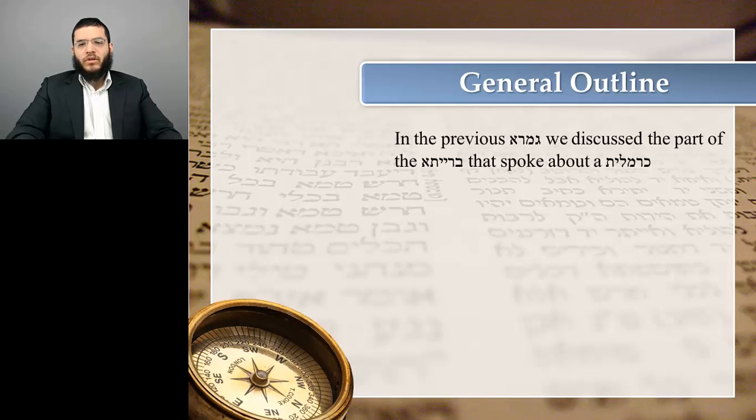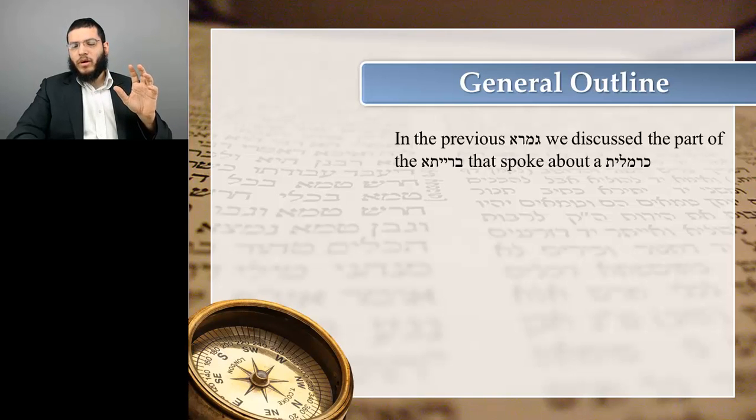In the previous Gemara, we discussed the part of the Brisa that spoke about a Carmelist. Earlier, we presented a Brisa, and in that Brisa, we learned about the four Rishayos of Shabbos: a Rosh Hashanah, a Rosh Hashanah, a Carmelist, and a Mokim Petur. The Gemara discussed the first part of the Brisa that speaks about a Rosh Hashanah and a Rosh Hashanah. Then the Gemara went on to discuss, in the previous piece of Gemara, the part of the Brisa that speaks about a Carmelist.